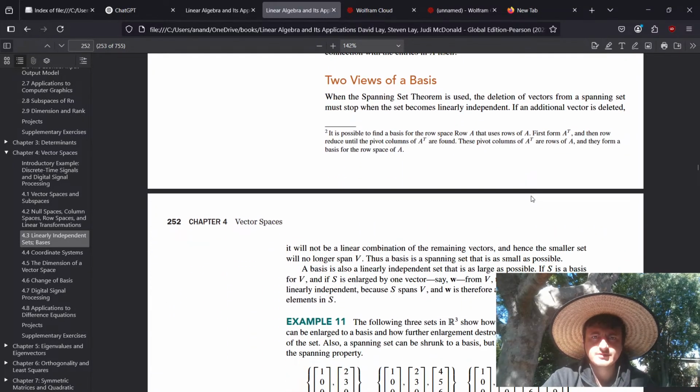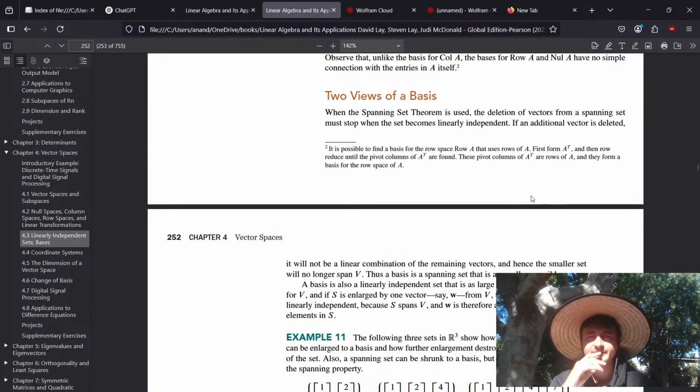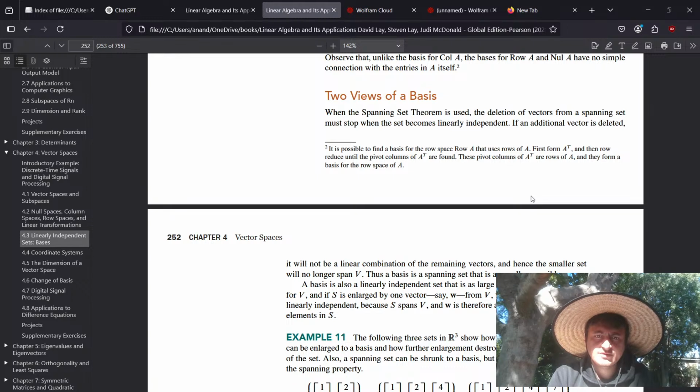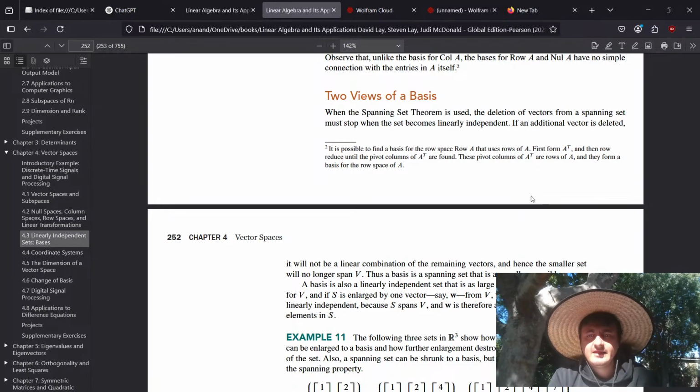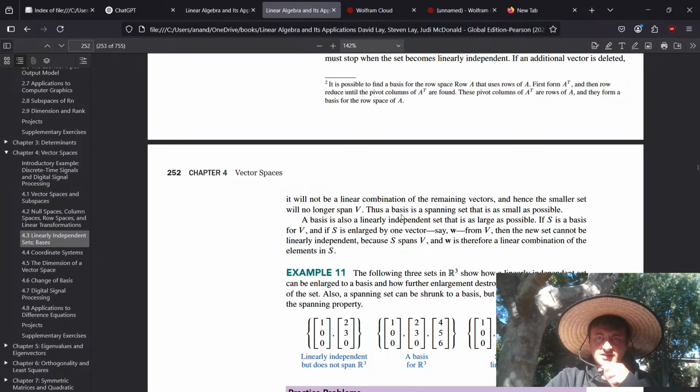Okay, we're almost done with the notes. All right, two views of a basis. When the spanning set theorem is used, the deletion of vectors from a spanning set must stop when the set becomes linearly independent. If an additional vector is deleted, it will not be a linear combination of the remaining vectors, and hence the smaller set will no longer span V. Thus, a basis is a spanning set that is as small as possible. A basis is also a linearly independent set that is as large as possible.